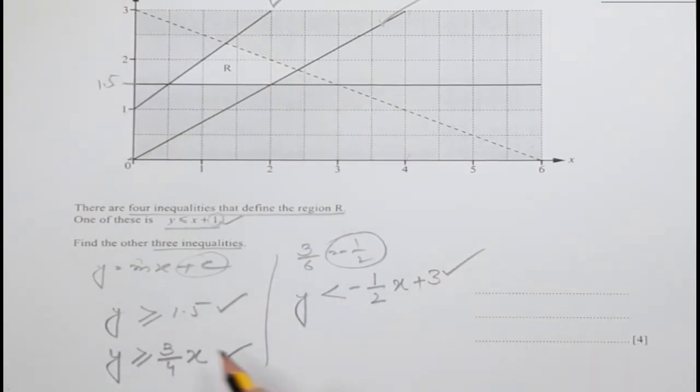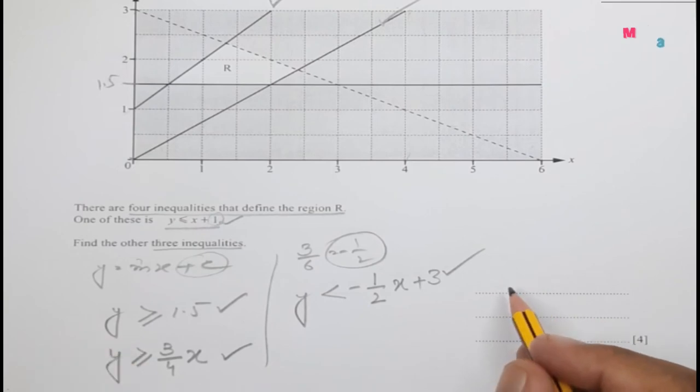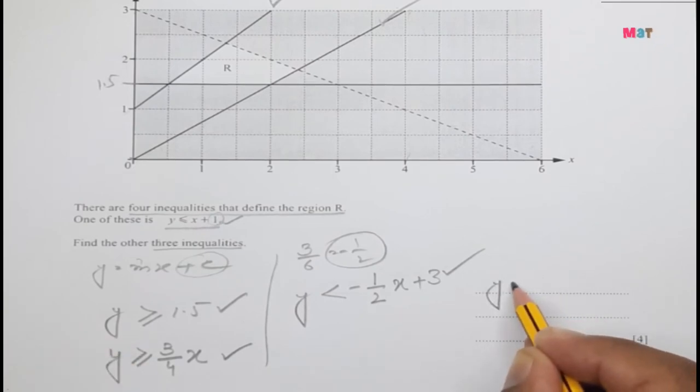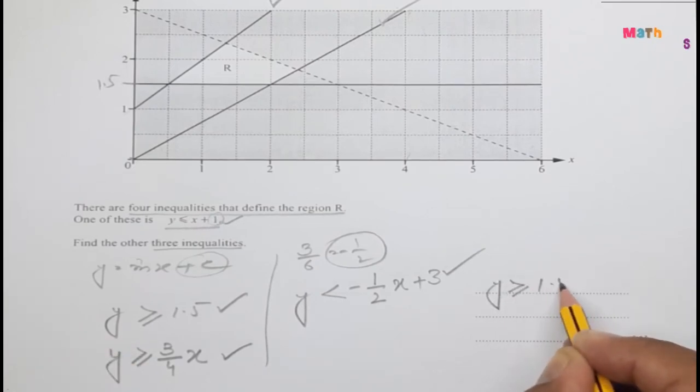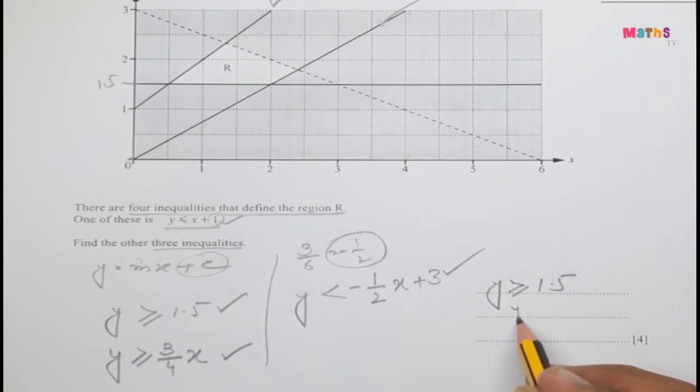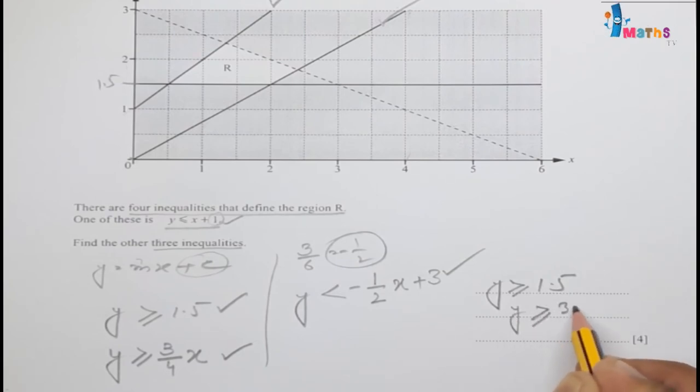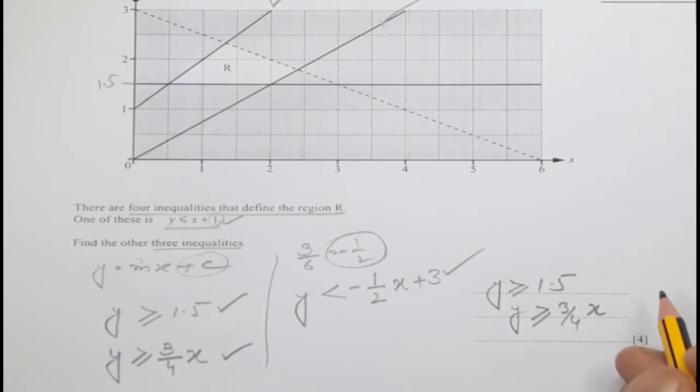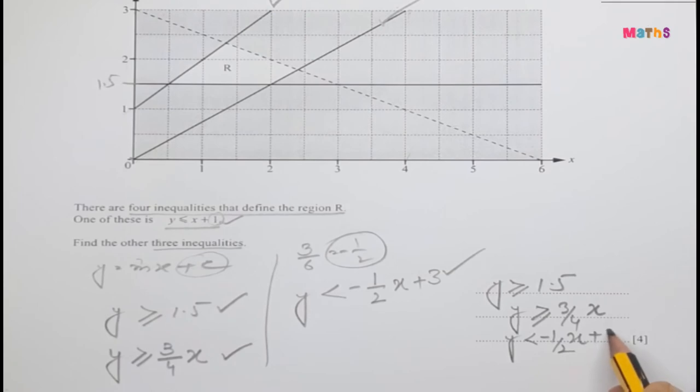So our equations will be: y is greater than or equal to 1.5, and y is greater than or equal to 3 by 4 x, and the last equation will be y is less than minus 1 by 2 x plus 3. These will be the three equations.